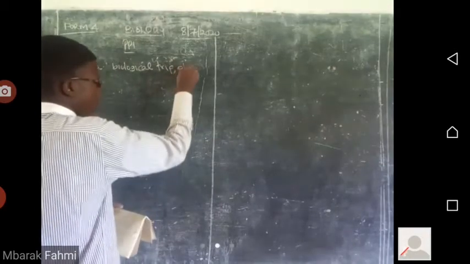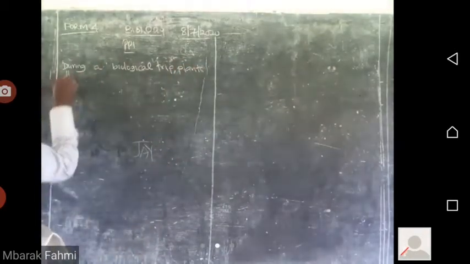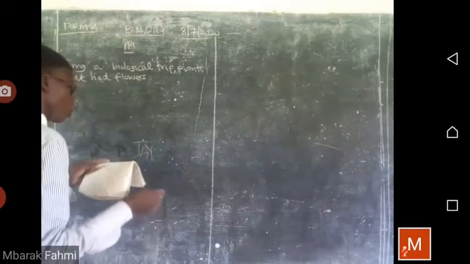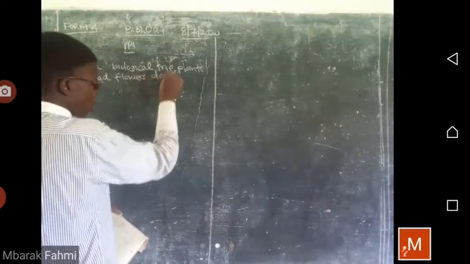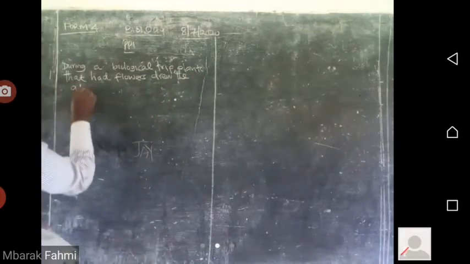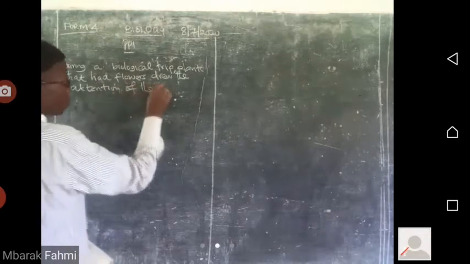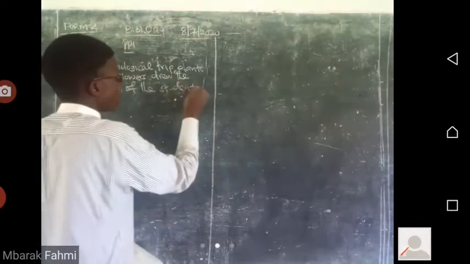So now that is the question. The question is right clear here. That is a paper 1 question. During a biological trip, plants that had flowers drew the attention of the students.